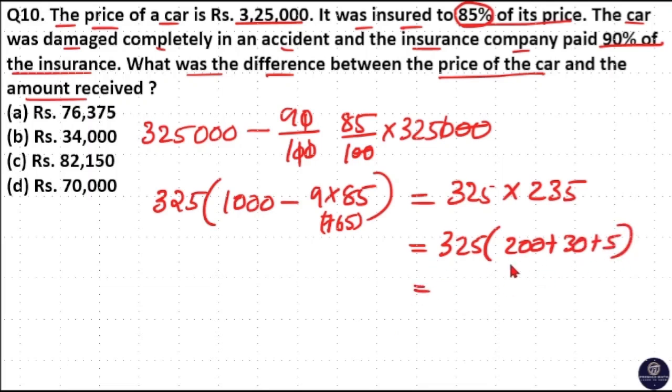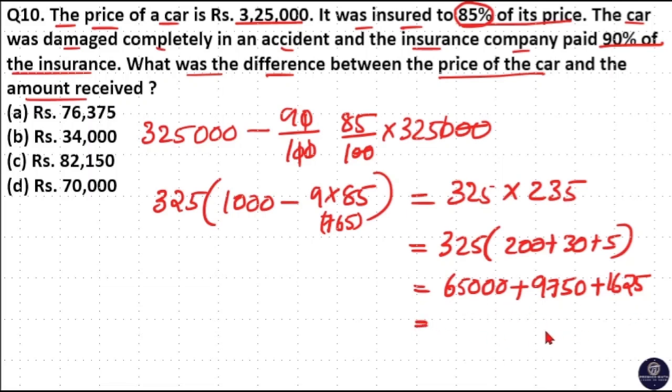That is 325 into 200. 325 into 2 is 650, 0, 0. Plus 325 into 3: 3 5s are 15, 3 2s are 6 plus 1 is 7, 3 3s are 9, remaining 0. Plus 325 into 5: 5 5s are 25, 5 into 2 is 10 plus 2 is 12, 5 into 3 plus 1 is 16. So this is your answer.